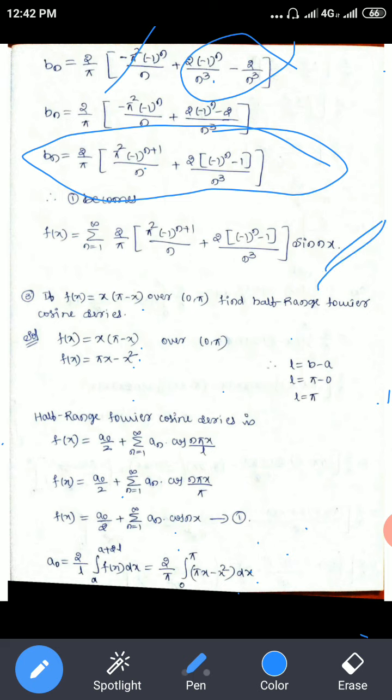If they are asking the deduction, write the deduction. If they are not asking deduction, don't write the deduction.